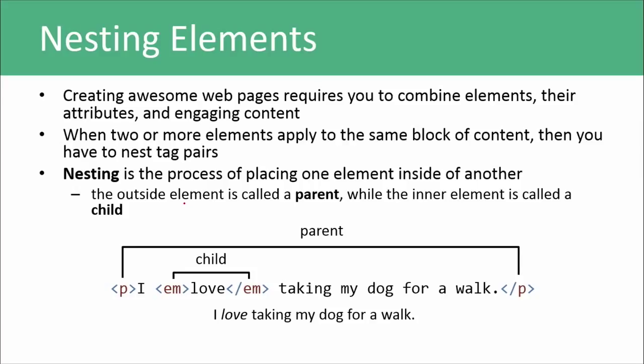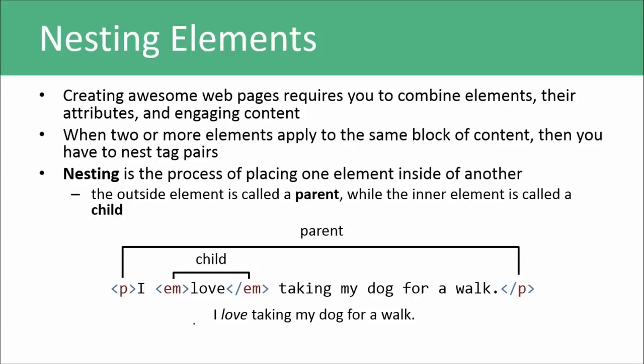Creating some awesome web pages requires us to combine elements and their attributes in order to create something that's really engaging for users. When two or more elements apply to the same block of content, then we have to nest tag pairs or nest elements. Nesting is the process of simply placing one element inside of another, and here the outside element is called a parent, while the inner is called a child.